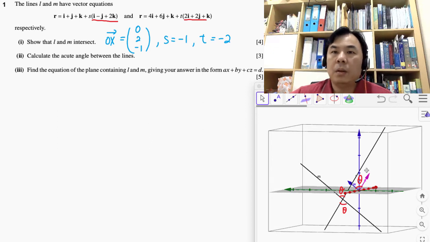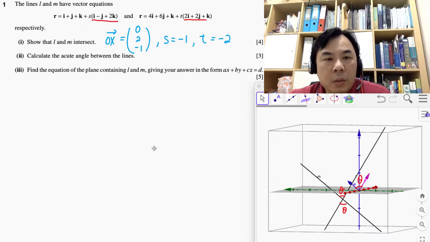Okay, now if you're okay with this, let's look at the tool that we can use to find the angle between two lines in this case. One of them is called the scalar product.